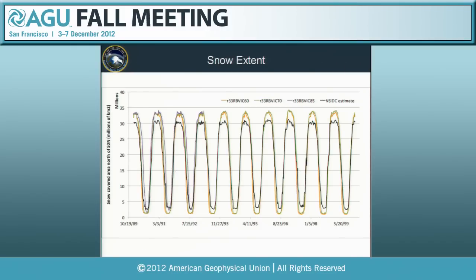Similarly, looking at snow extent, these are just three different representative runs, again part of our trying to calibrate the model more finely, compared to the NSIDC snow extent. And again, we tend to overshoot the mark going from year to year, but we are basically capturing the annual cycle. I don't have time to show you here, but we're also capturing the spatial distribution of snow cover very nicely as we go throughout the annual cycle.